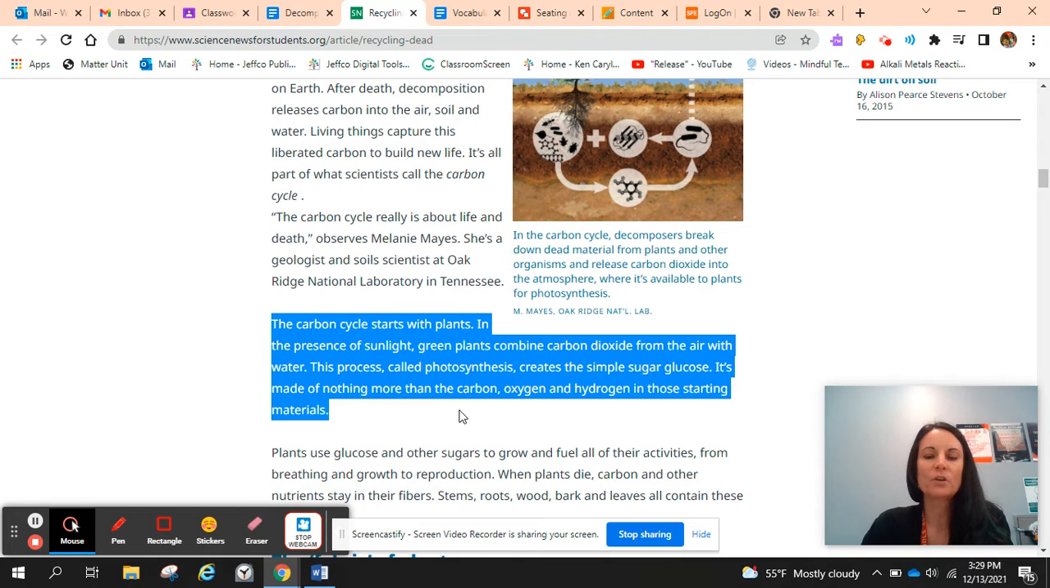The carbon cycle starts with plants. In the presence of sunlight, green plants combine carbon dioxide from the air with water. This process, called photosynthesis, creates the simple sugar glucose. It's made of nothing more than carbon, oxygen, and hydrogen in those starting materials.